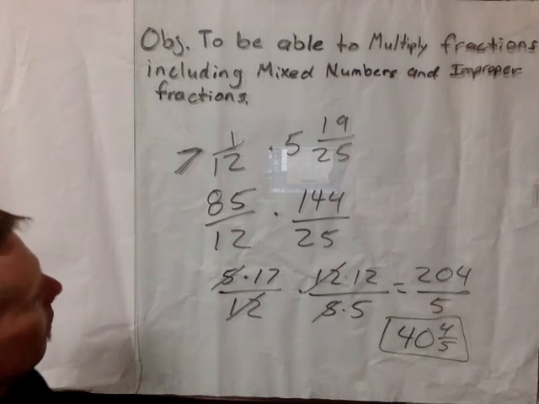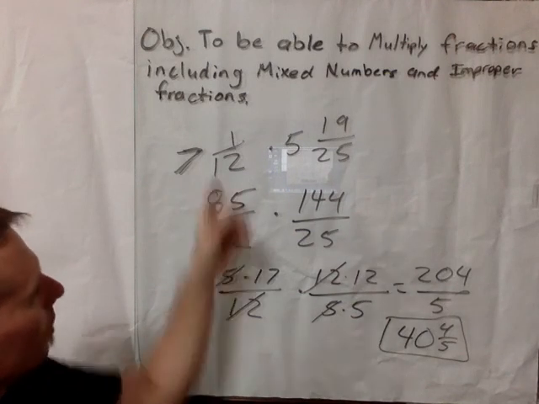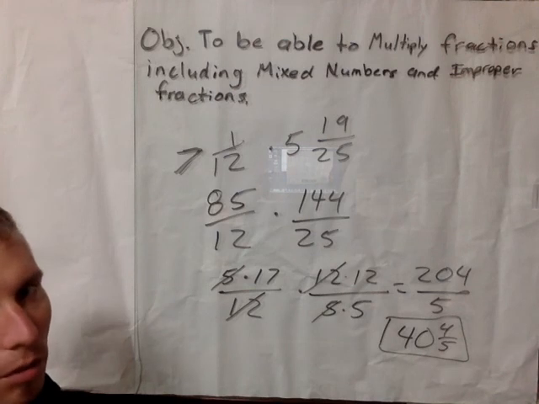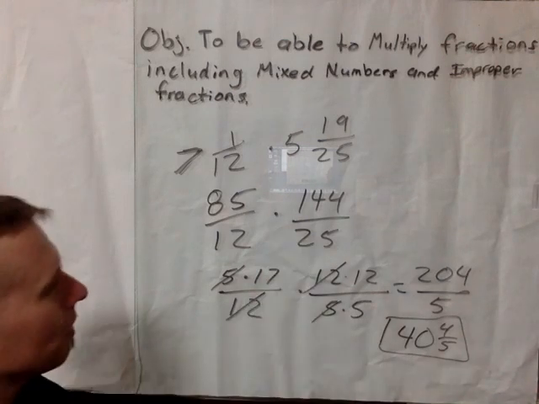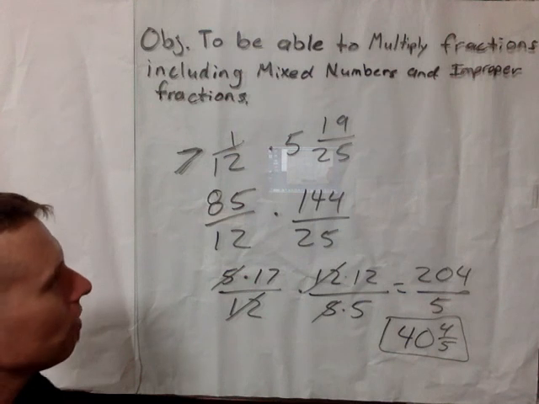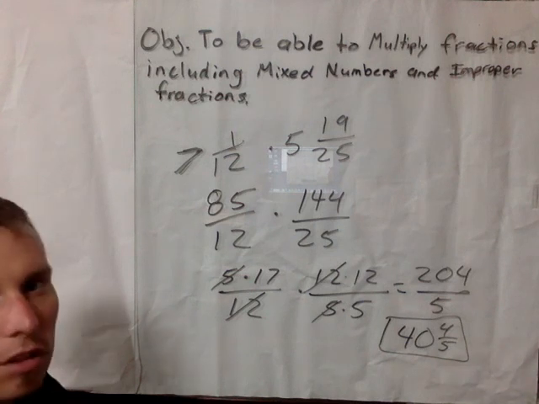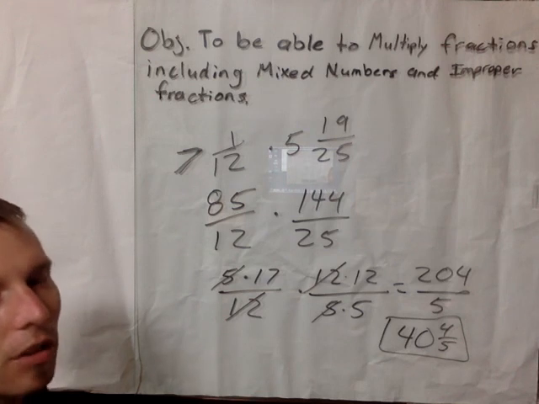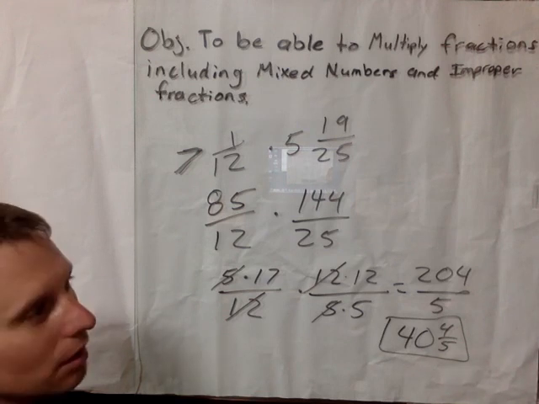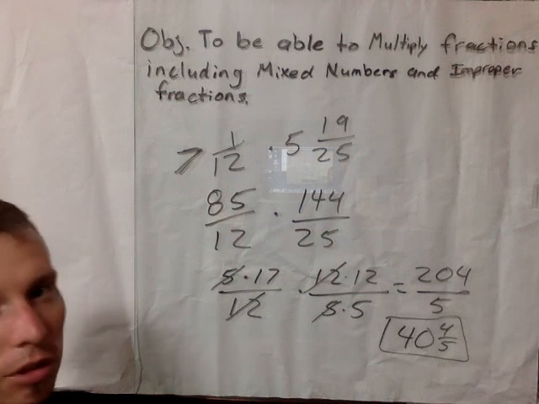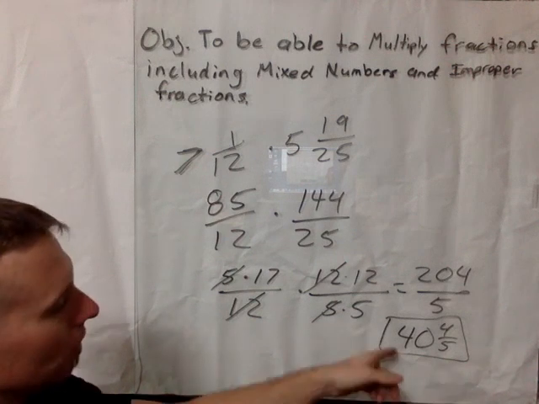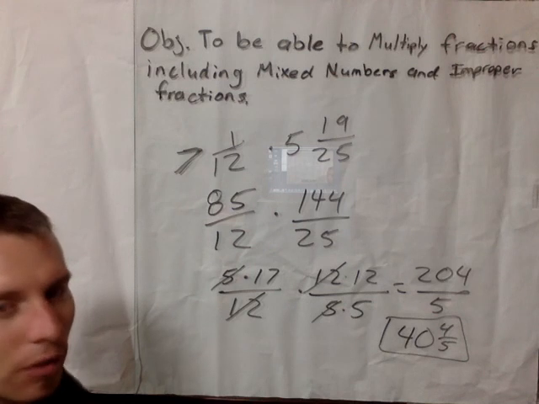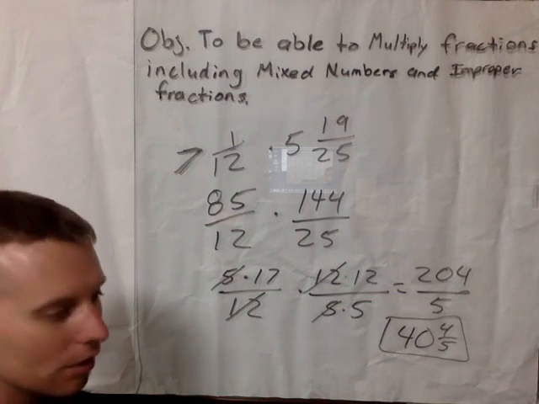Now, let's just check by estimating just to make sure. Let's see, we have 7, pretty close to a solid 7. 7 and 1/12 is just about 7, maybe a little bit more. And this is close to 5, just a little under 6, right? Just a little under 6. So a little over 7 times a little under 6, that's going to give you about 42 or so. And given, you know, that we rounded somewhat, 40 and 4/5 sounds like a reasonable answer.